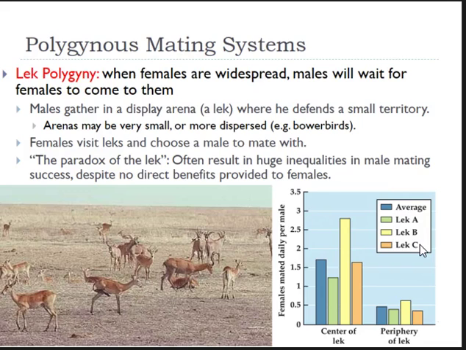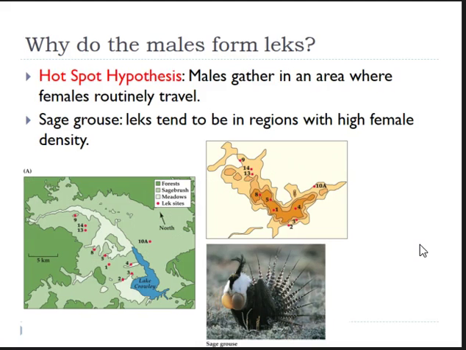Now there's actually three different major explanations for why you might have a lek evolve. And these have great names. So the first one is called the hot spot hypothesis. So the idea is that, again, rather than going off and roaming about the entire environment looking for females, it might be better for males to just gather in an area where females are likely to show up. It might be too large of an area to defend and monopolize, but you can then basically display to any females that happen to come into this area.